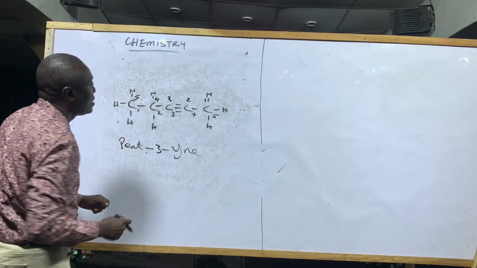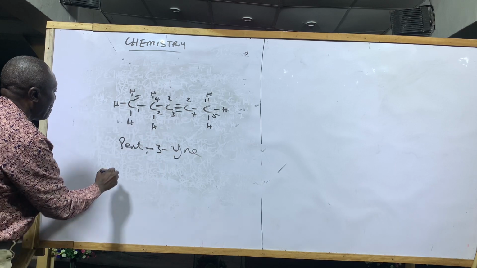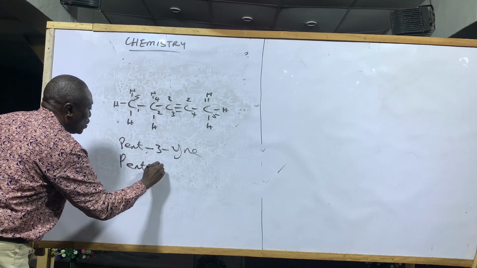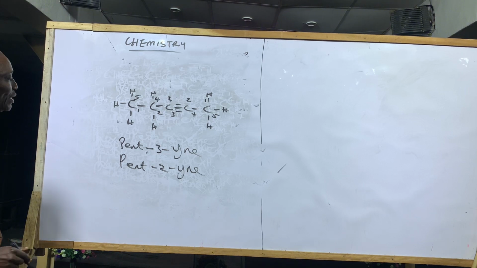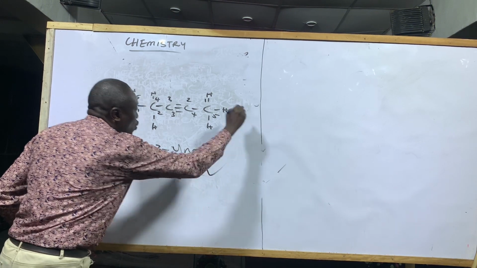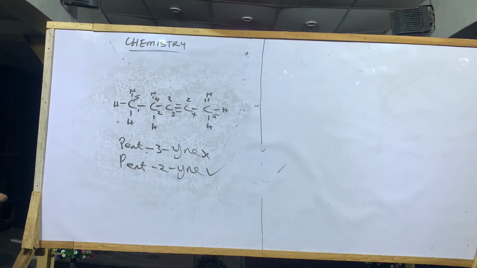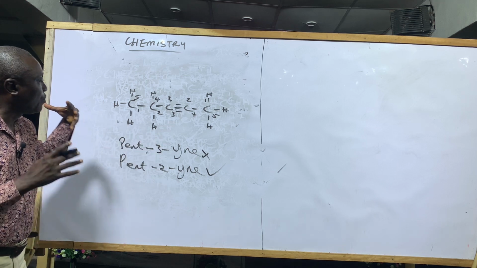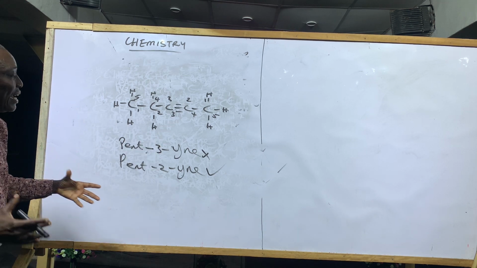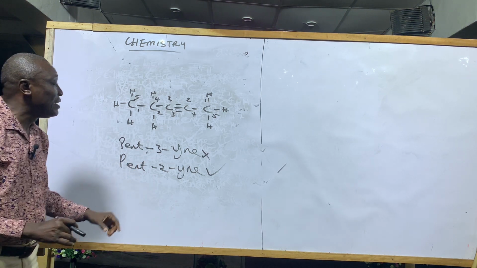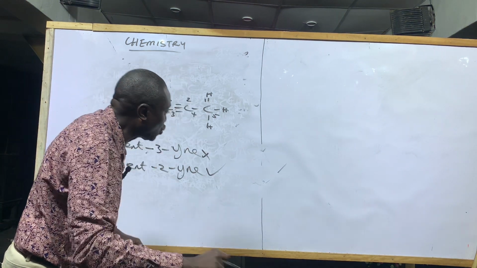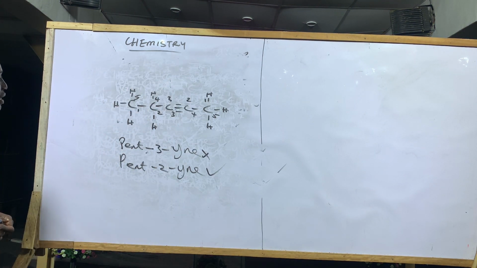Now, if you number like this, 1, 2, 3, 4, 5, the compound will be pent-2-yne. So this is wrong, this is correct, because the IUPAC rule states that the correct option is the one that gives the lowest digit to the functional group.